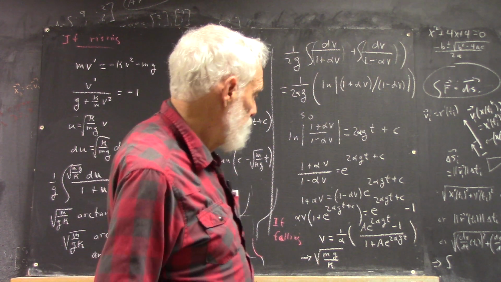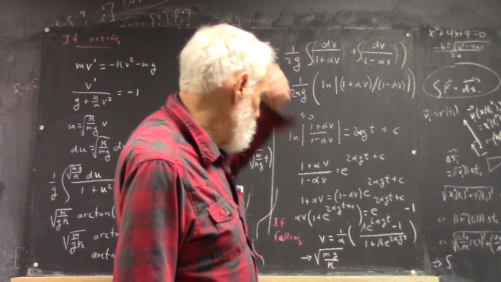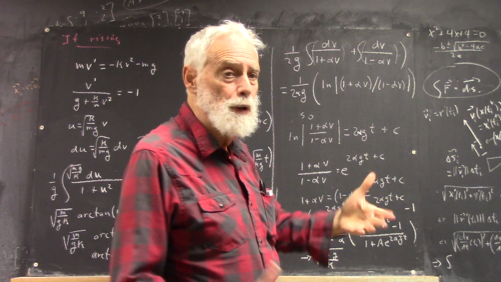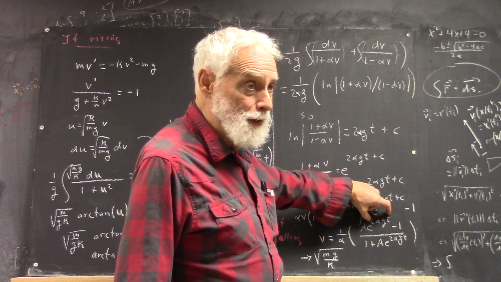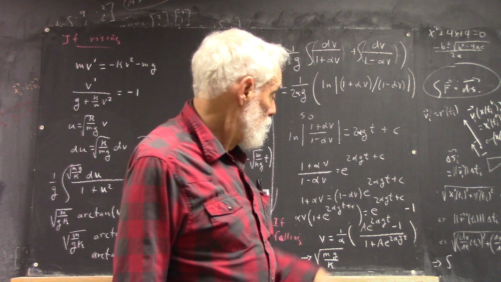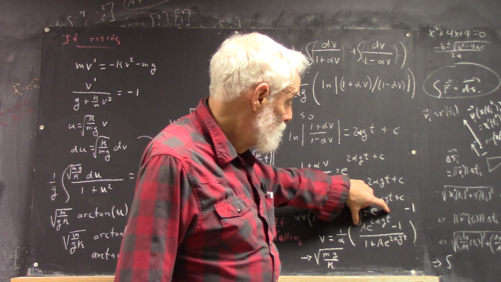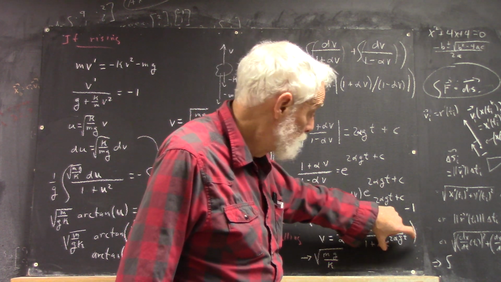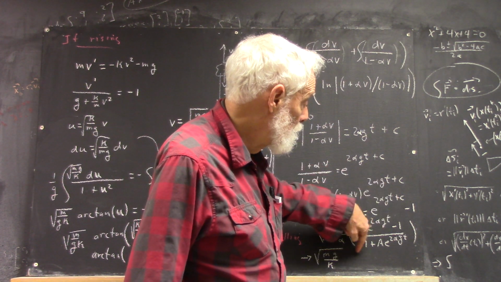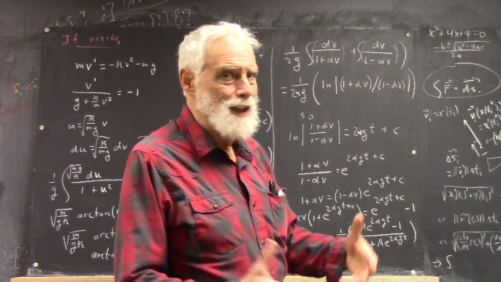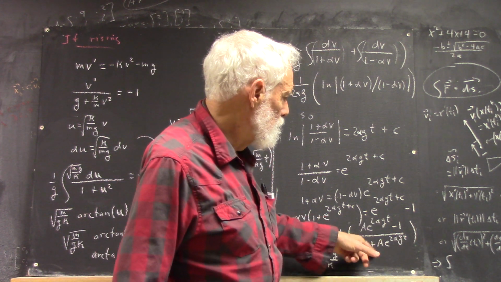solution here, but in any case, we can see that as t approaches infinity, one way to look at it is this e to the 2 alpha g t is eventually going to get huge. Well, if this is huge, this is also huge because this is equal to this, and subtracting one from something huge or adding one to something huge doesn't change it much. So this is clearly going to approach 1.